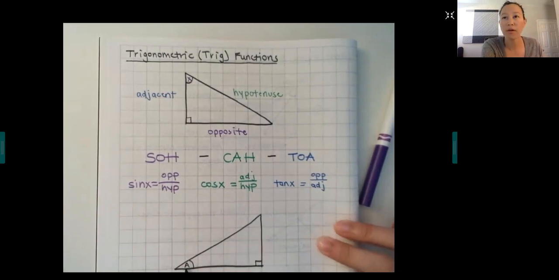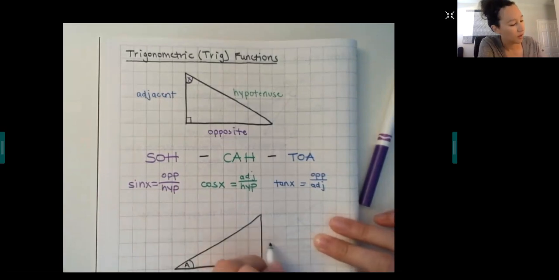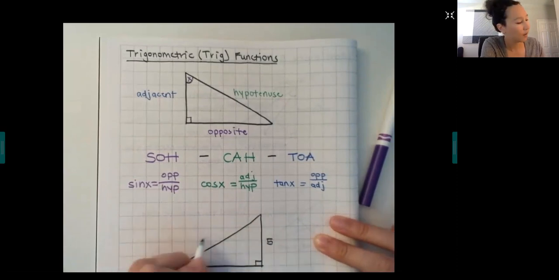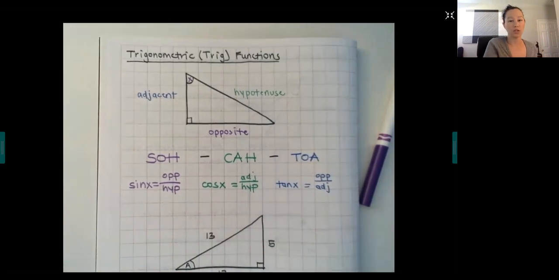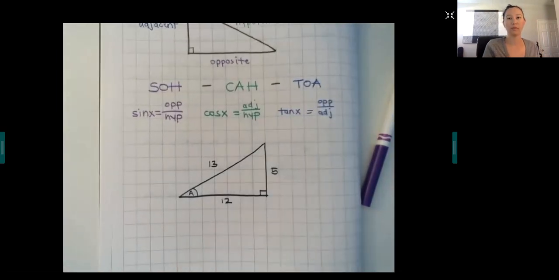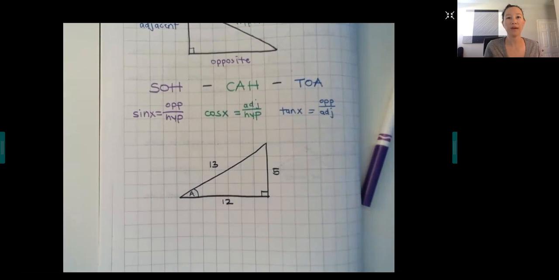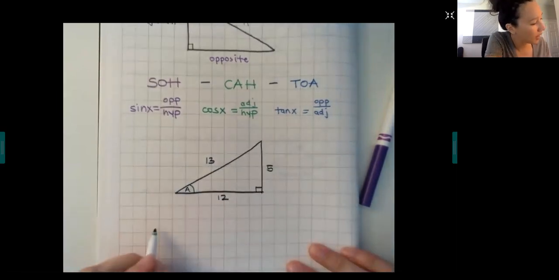So A is going to be our reference angle. We know that this side is 5, this side is 13, and this side is 12. And we want to find the sine of angle A.